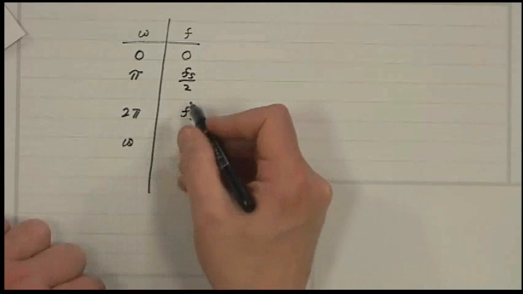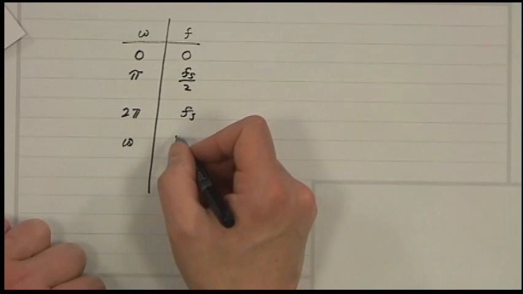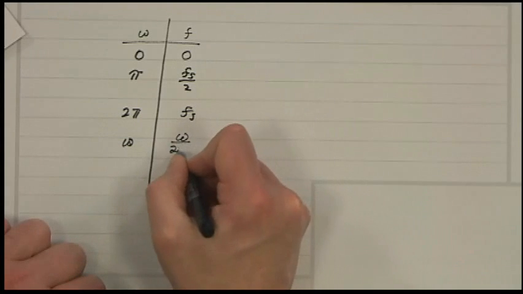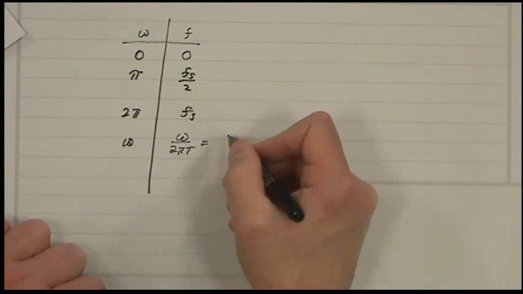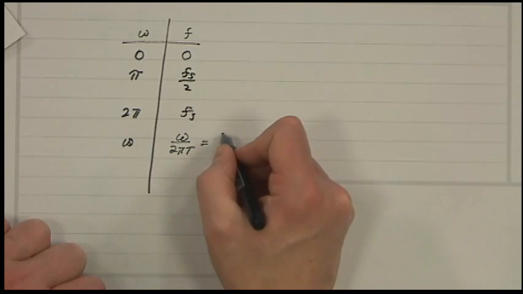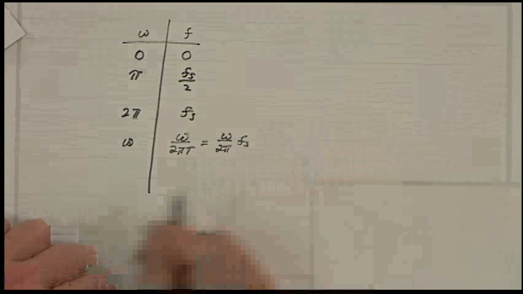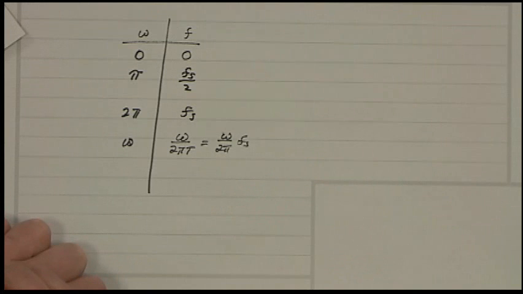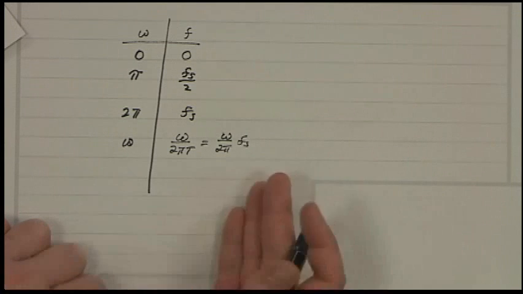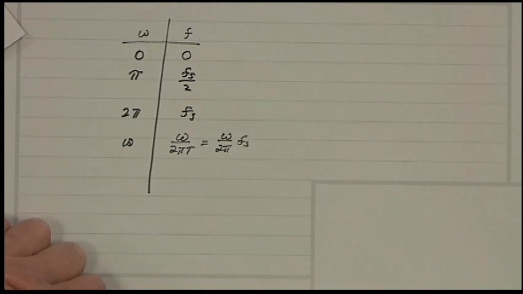Then here it's going to be omega over 2 pi T, which is actually equal to omega over 2 pi times fs. So this is the scaling relationship. And now, is everybody clear on that?